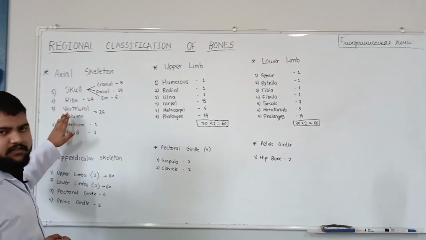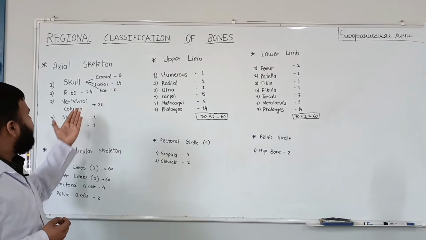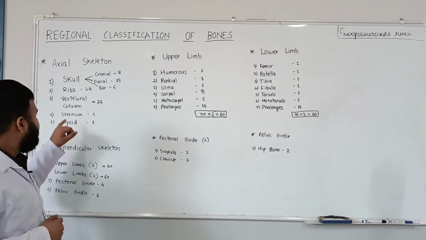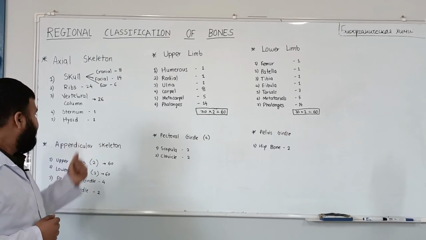Then there come the ribs. They come in pairs. There are 12 pairs of ribs, counting up to 24. In the vertebral column, there are 26 vertebrae. In the sternum, there is only one sternum and one floating bone called the hyoid.